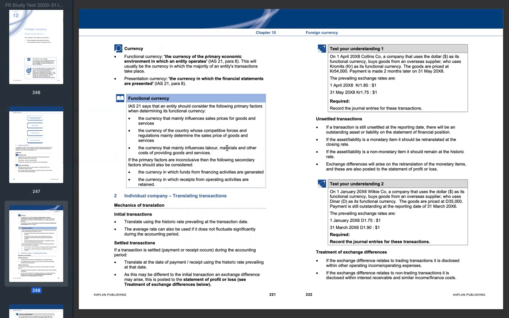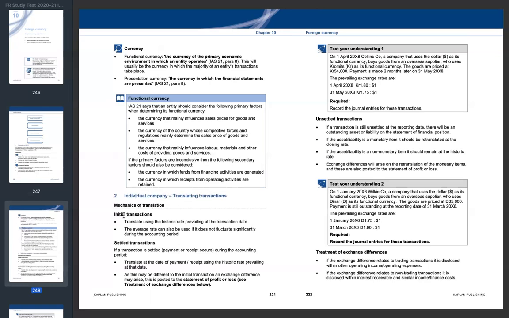So if I'm a company incorporated in India, Indian rupees is my functional currency, and whatever the labor, material, or other costs related to the transaction will be in Indian rupees, or have to be converted into Indian rupees. Then, individual company translating transactions.